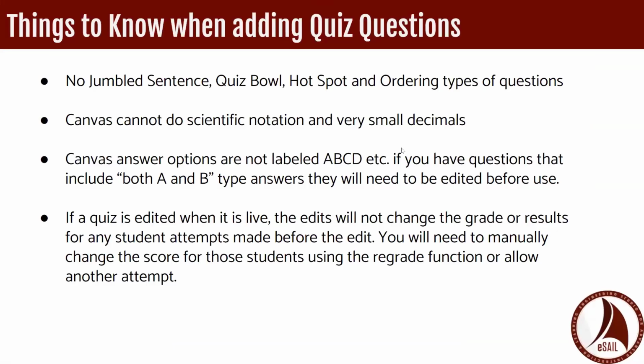So here are some things to keep in mind when you're adding the quiz questions. If you're coming from eCampus, you don't have an option for jumbled sentence, quiz bowls, hotspots, and ordering types of questions. On the second point, Canvas cannot do scientific notation in very small decimals. There are some workarounds for that you can find on the Canvas forum, but there are some limitations on what can be done. Canvas answer options are not labeled A, B, C, and D.